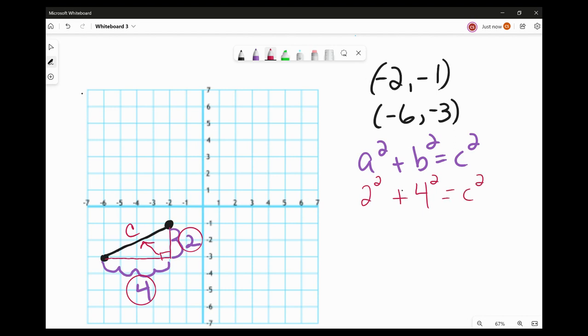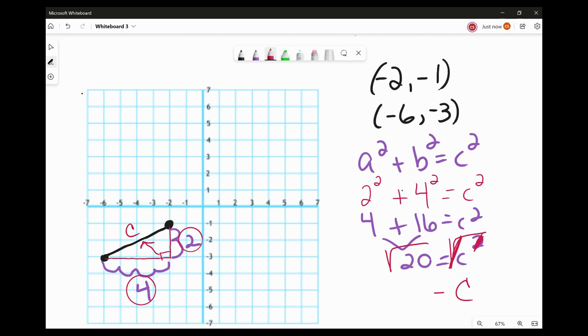Now I'm going to do the math. 2 squared, meaning 2 times 2, is going to give me 4. And 4 squared, which is 4 times 4, will give me 16. And that looks like this. I'm going to add them together, and I get 20 equals c squared. To get to c, I have to take the square root of both sides. And the square root sign cancels out the square sign because they're opposite operations. And you have c equals the square root of 20.